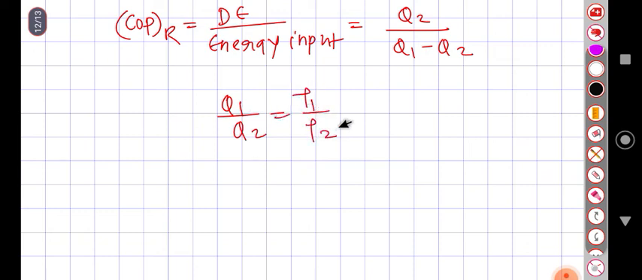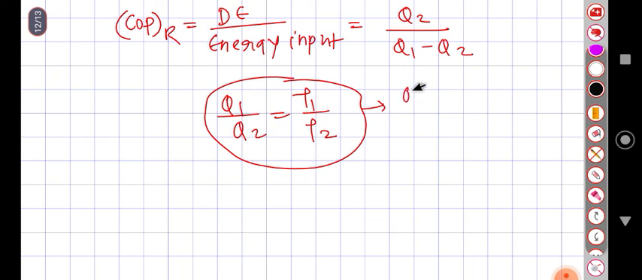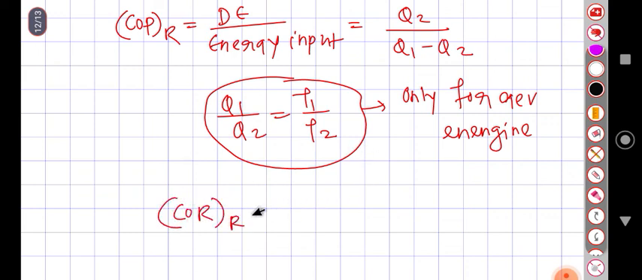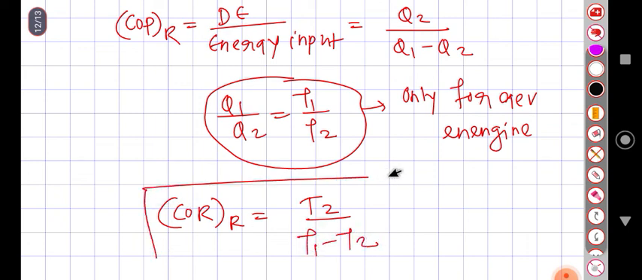Just now we have found this. This you can write only for a reversible engine. So I can write the coefficient of performance of refrigeration is equal to T2 by, in place of Q I can place T, T1 minus T2.